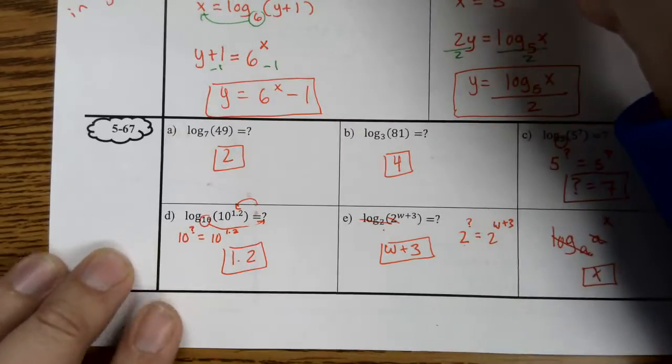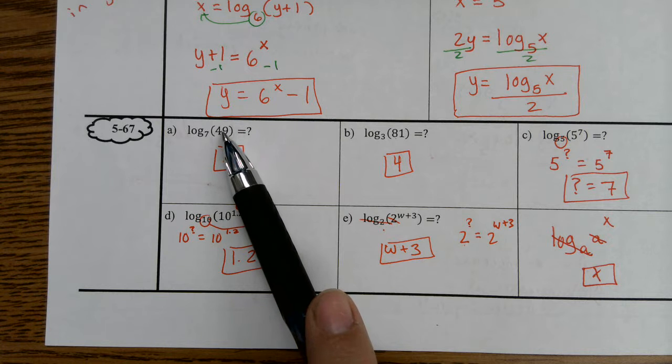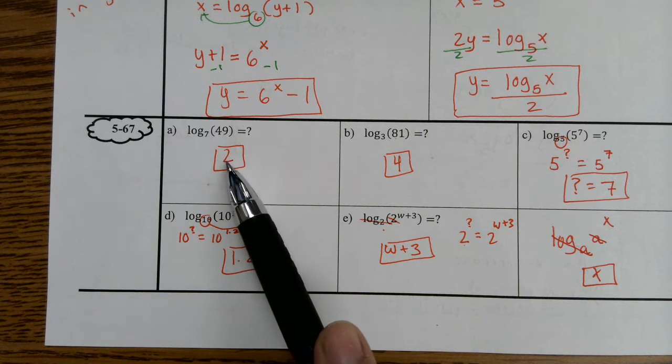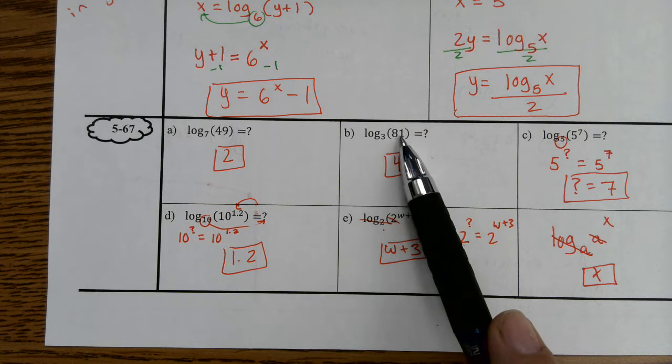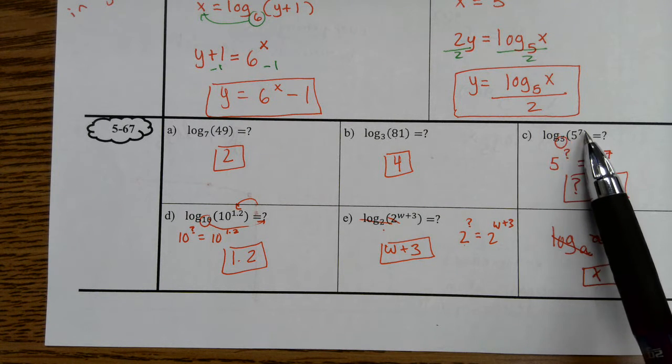We ended the notes by doing some more practice problems. Log base 7 of 49, that by now should be pretty easy. To what power do I raise 7 by to get 49? The answer is 2. You can rewrite this whole thing as 2. Log base 3 of 81, what power do I raise 3 by to get 81? The answer is 4. What power do I raise 5 by to get 5 to the 7th power?